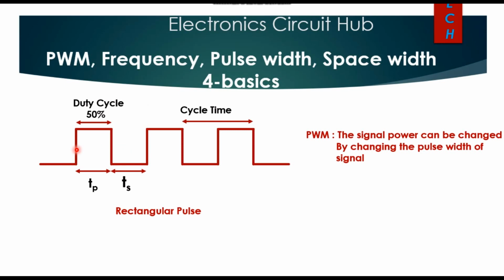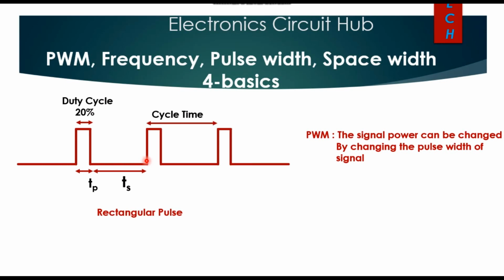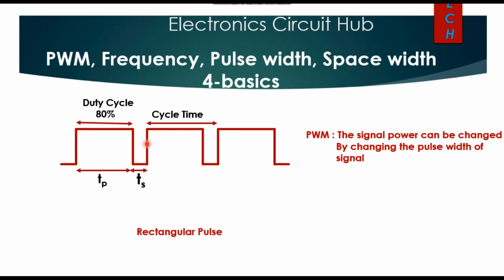So this is 50% duty cycle. That means TP is 50% and TS is 50%. If you have 50% duty cycle, both your TP and TS are equal, that means your on time and your off time are equal. If you have a 20% duty cycle, your TP is 20% and your TS is 80%. And if you have 80% duty cycle, your TP is 80% and your TS is 20%.